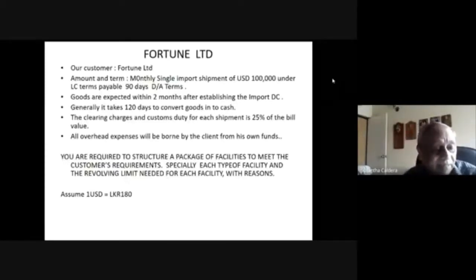Right? Now tell me, unmute your devices and tell me what sort of facilities we have to grant this customer. What sort of facilities we have to grant this customer? Shall we start from the very first one, then we'll go step by step.